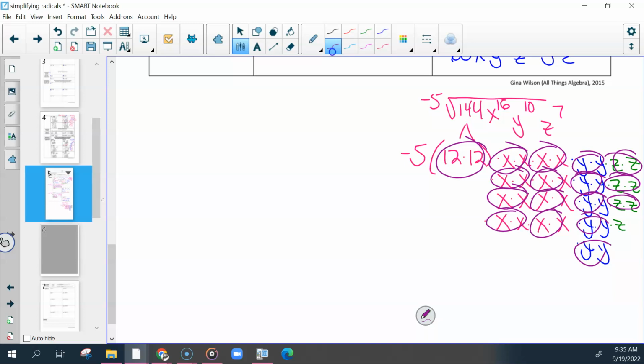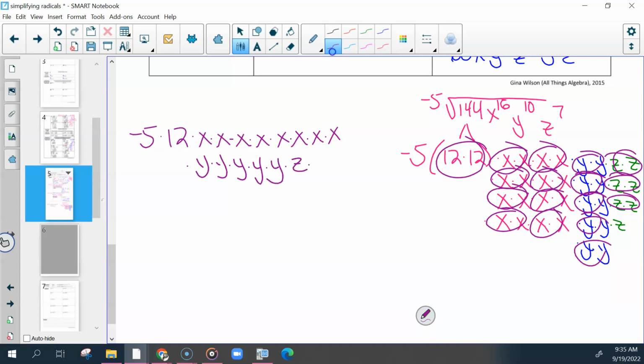So writing that how I see it, I have -5 on the outside times my 1 group of 12 times my 8 groups of x's, or you can immediately put x to the 8. 1, 2, 3, 4, 5, 6, 7, 8. My 5 groups of y's. My 3 groups of z's. And my leftovers. -60, x to the 8th, y to the 5th, z to the 3rd, square root of z.